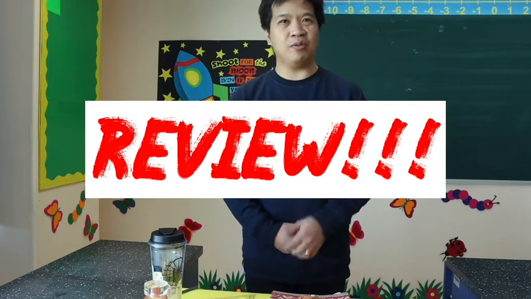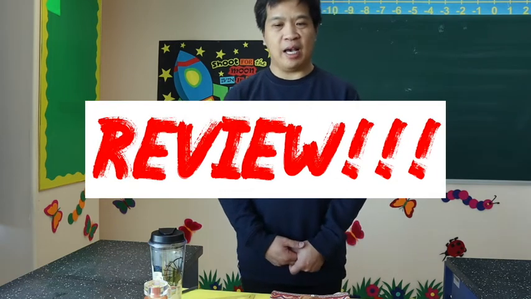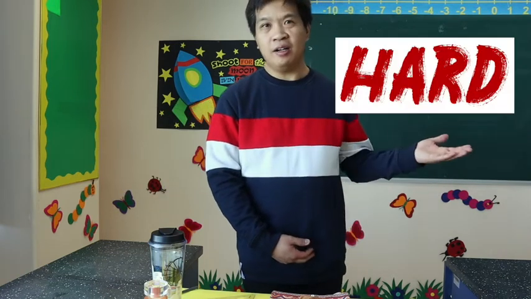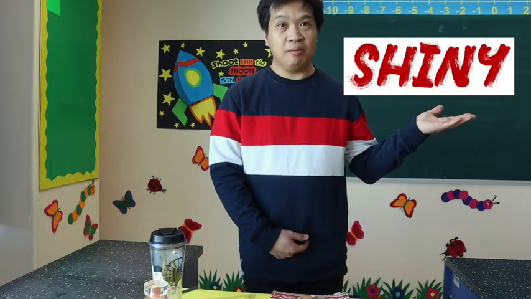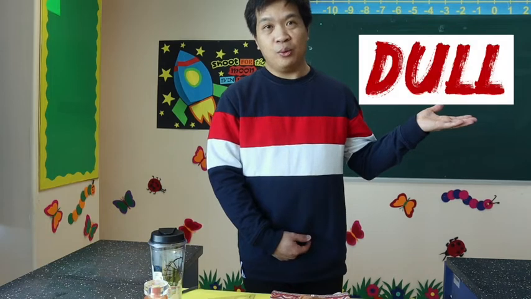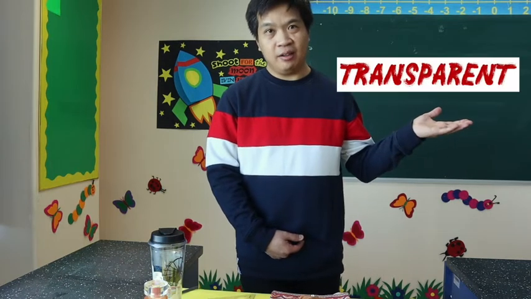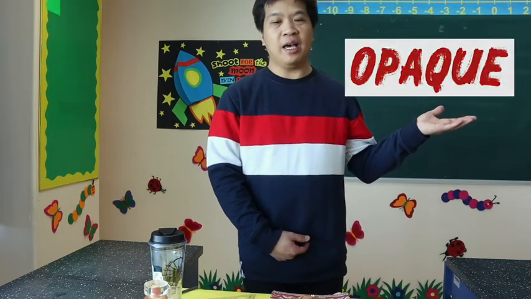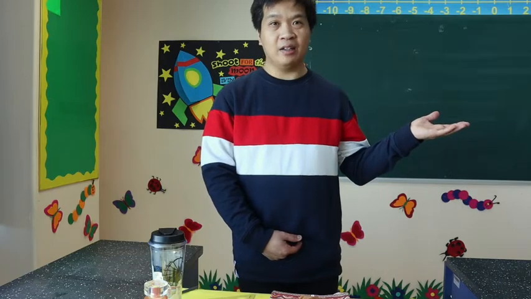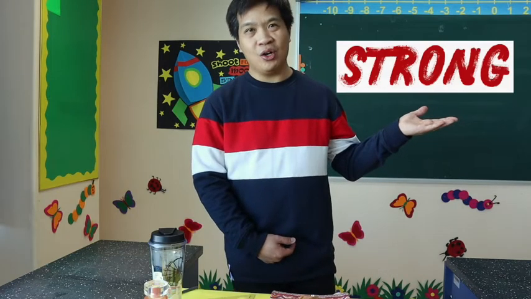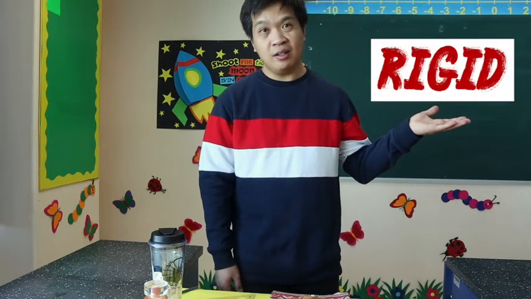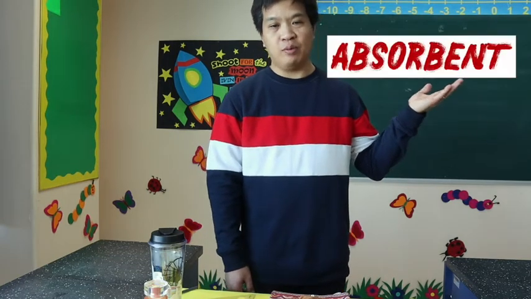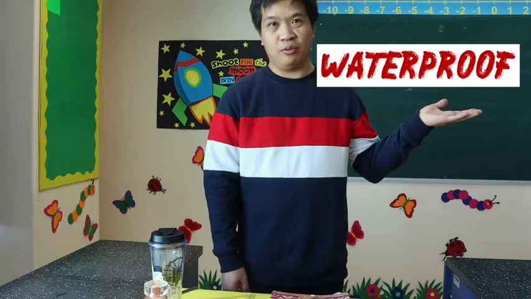Okay? Now let's review. What are the different properties that we have? Okay, so we have hard, soft, we have shiny. What is the opposite of shiny? Dull. We have transparent and opaque. We have rough and smooth. And then we have strong and weak. We have flexible and rigid. And we have absorbent and waterproof. Okay? So don't forget those words.